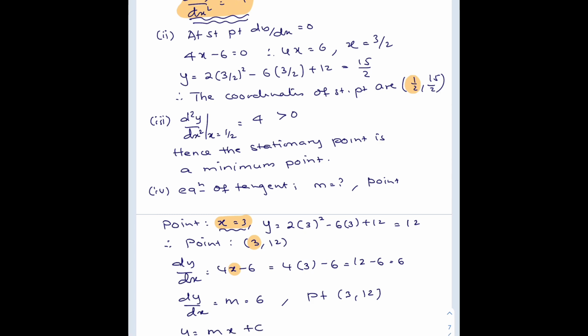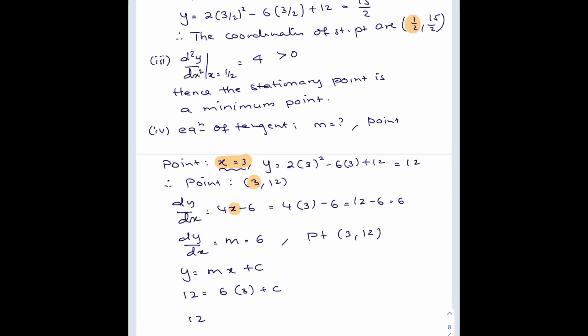y equals mx plus c. y is 12, m is 6, x is 3, plus c. So 12 is 18 plus c. 12 minus 18 is c. c is negative 6. So I write y equals 6x minus 6. That's the equation of the tangent.